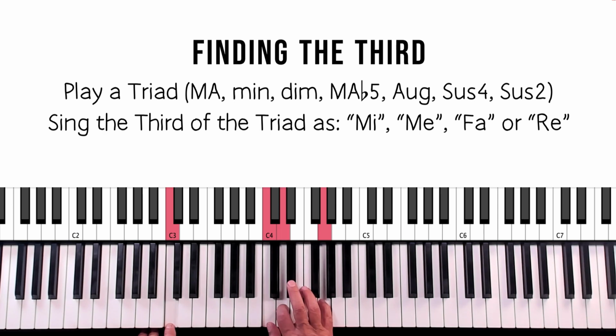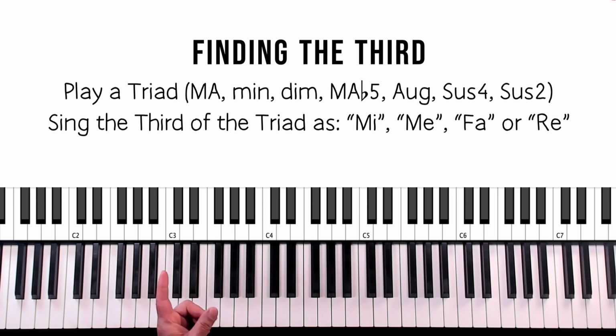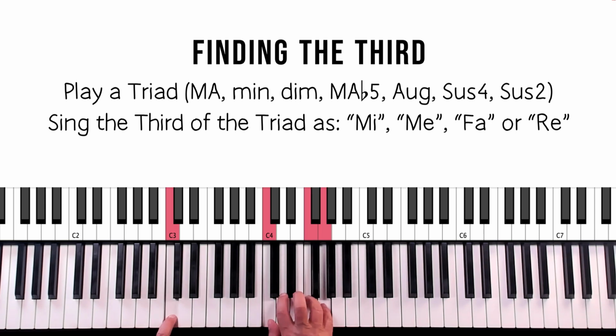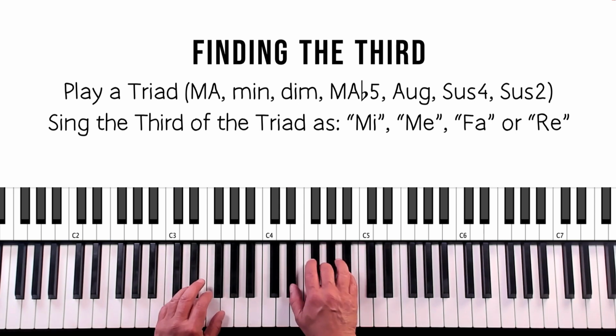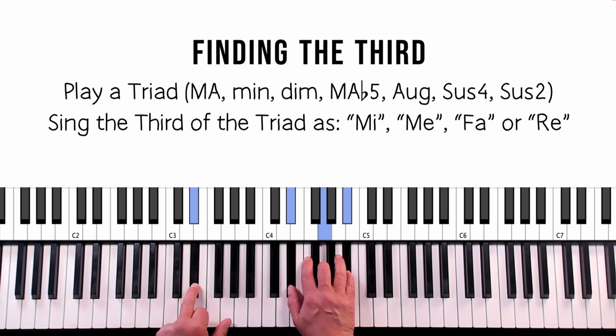Re. Okay. Since we're working with contemporary pop harmony or jazz harmony, I'm using the term third a bit freely, because with the sus4 I want to incorporate the fourth, and with the sus2 I want to incorporate the 2 or the 9. So here we go. Finding the third. Let's start easy. Key of E flat major. We're going to sing the third.